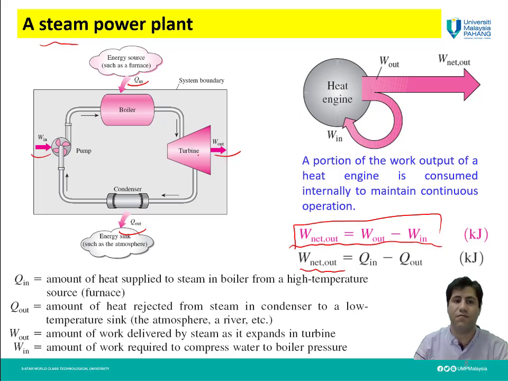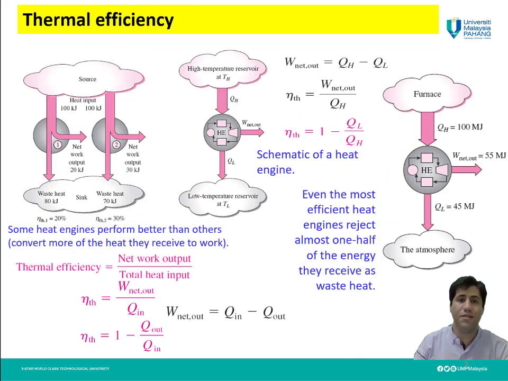The fraction of the Q in which is converted to the W out can be calculated by this. W net out is Q in minus Q out. By this, we can calculate the W net out of a steam power plant. These steam power plants are very useful devices to produce mechanical energy from heat or thermal energy. They are very common devices to produce energy.